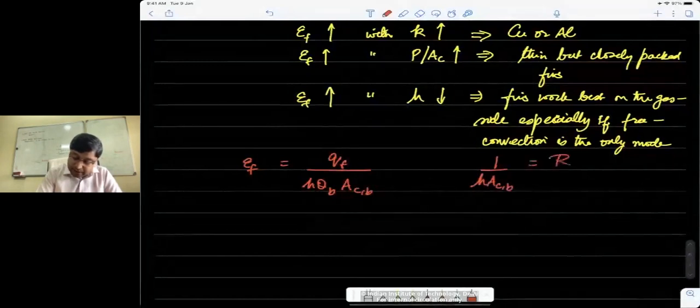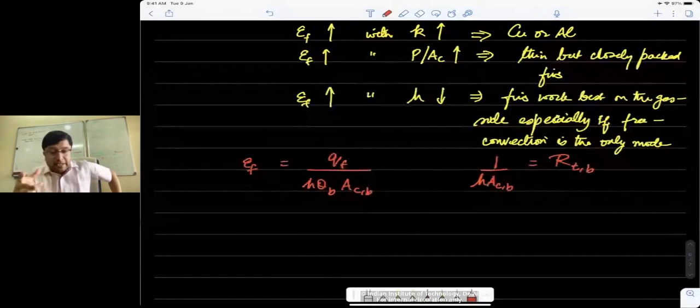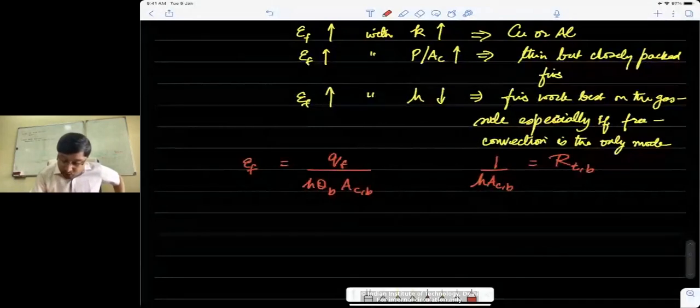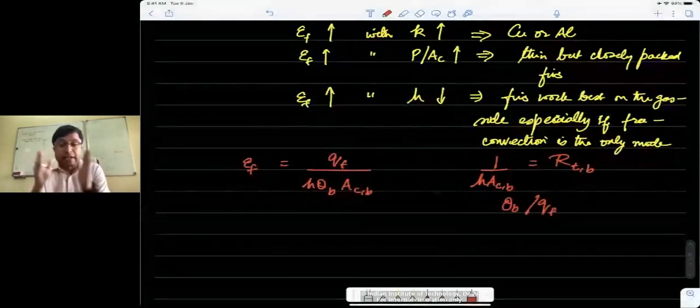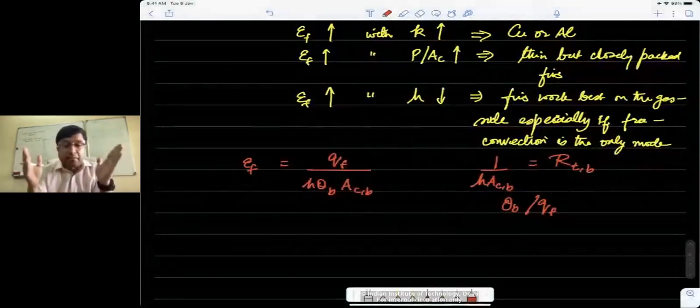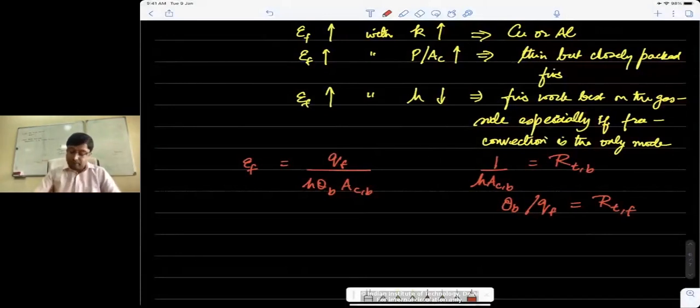1 by h A_cb is sort of like the resistance to convection from the base. So I would say R_tb. 1 by h A_cb is the resistance to convection at the base if the fin was not there, of course. And I know that theta b by Qf, where Qf is the actual heat transfer rate and theta b is the potential difference, the difference in temperature across which total heat transfer is taking place, should be the thermal resistance because of the fin, R_tf.